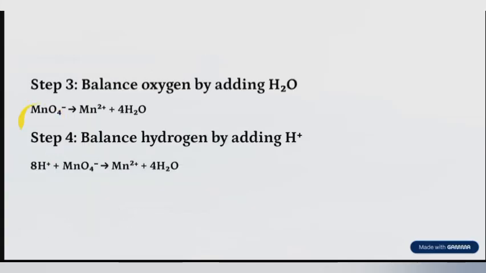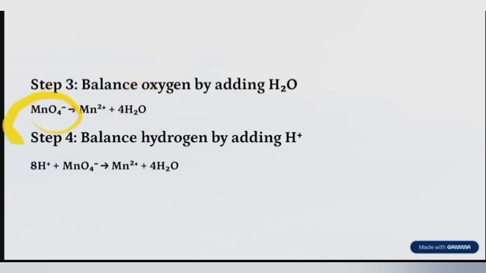We had MnO4 minus and Mn2 plus. That was there. This one was not there before, so just this one and this one. To balance the O on this side here, that is the standard rule: whenever you are trying to balance the oxygen on one side of the half cell, you would add water to the other side of the half cell.